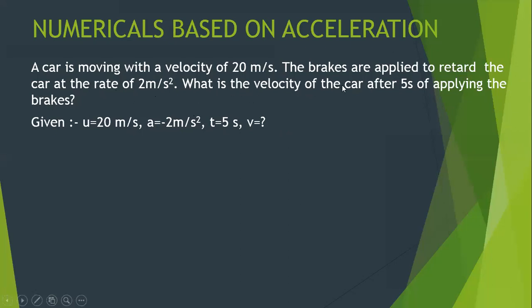But what is being asked? What is the velocity of the car? Means the final velocity is being asked. So my final velocity is a question mark. So let's do it now. a is equal to v minus u by t. Now what we have to do here, class? We need to change the subject of the formula from a to v. This is the formula for a, but I want to change the subject of this formula from a to v.